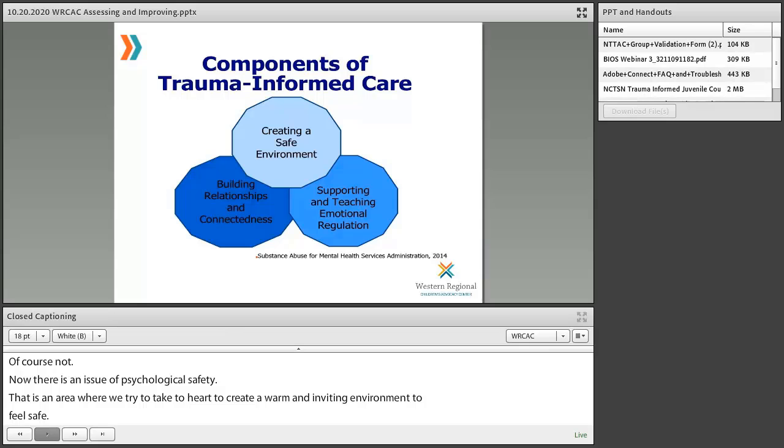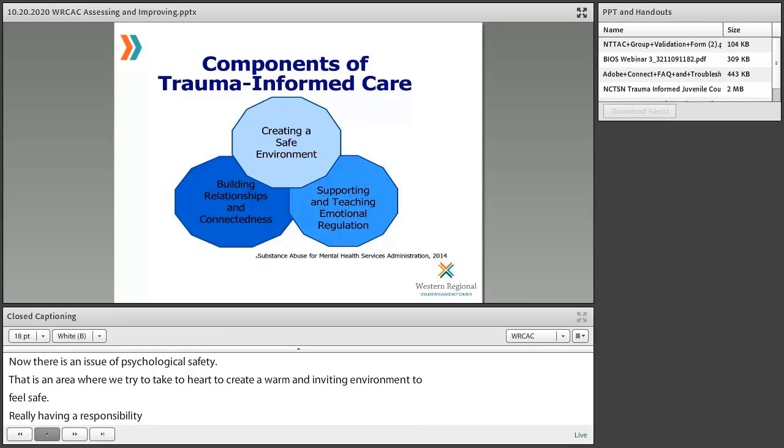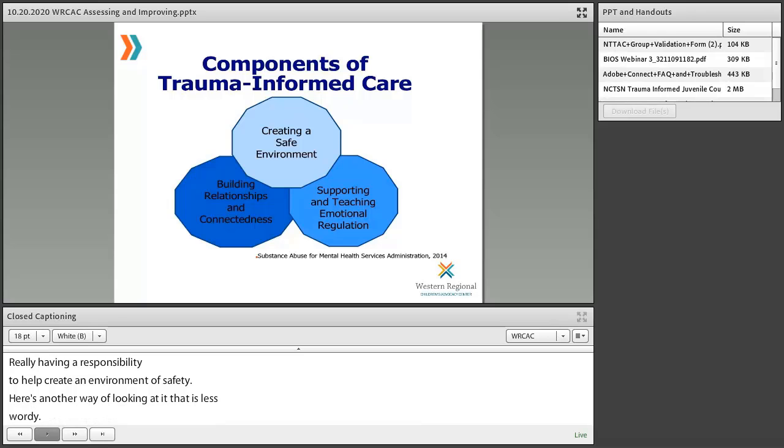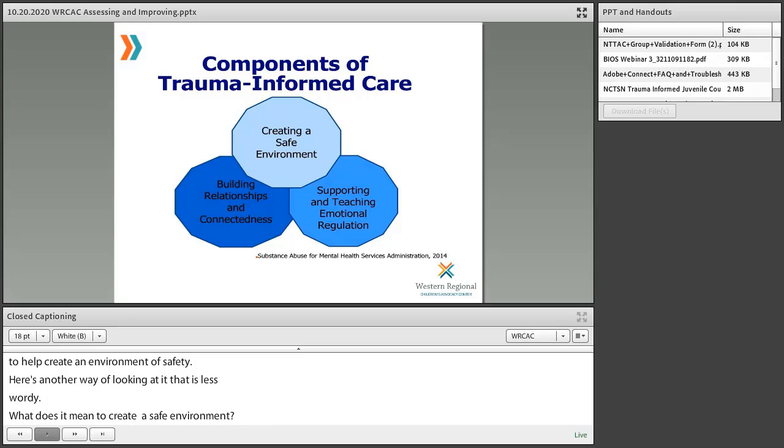And just another way of looking at it, something less wordy, the components of trauma-informed care according to SAMHSA. I kind of like these as three really concrete building blocks. So creating a safe environment, what does that mean, right? It's from what happens when they walk in the door and who do they speak to, how does your organization answer the phone and do intake, all of those kinds of things are about creating a safe environment.